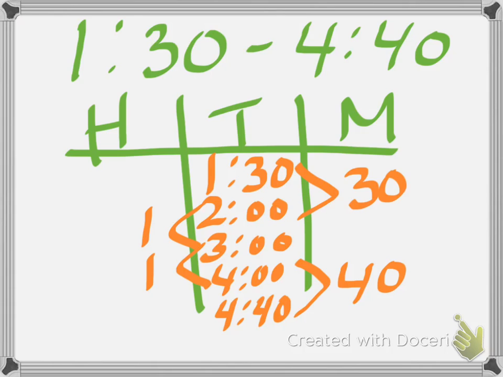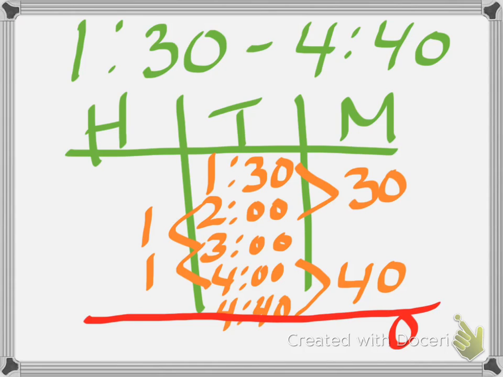Now we're going to add them up. You start over here in the minutes column. 0 plus 0 is 0. 3 plus 4 is 7. Now, are there 70 minutes in an hour? No. So you have 70 minutes is what we have, but you need to take away 1 hour, which is 60 minutes. So 0 take away 0 is 0.